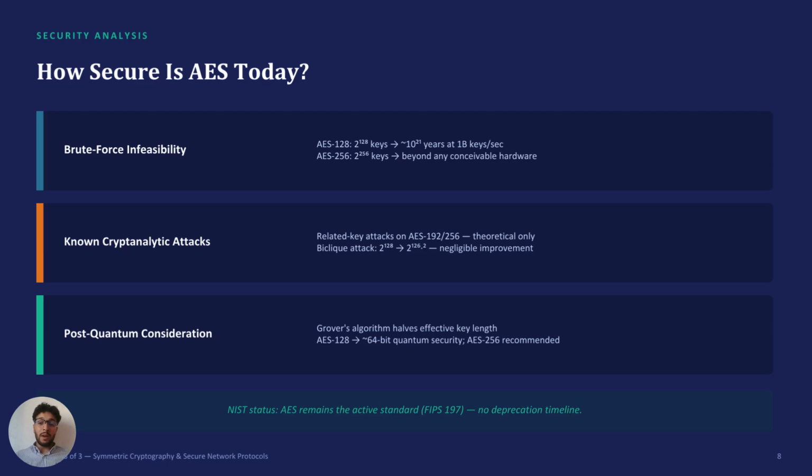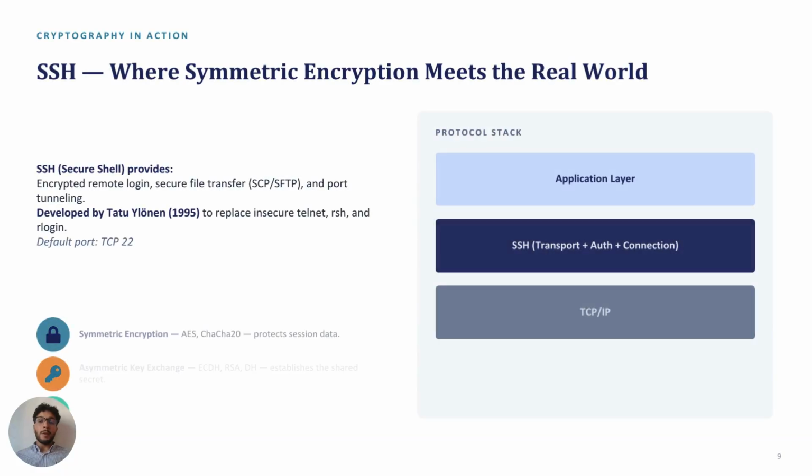There is one caveat for the future. Grover's quantum algorithm would effectively halve the AES key length. AES-128 could provide about 64 bits of security against a quantum computer. This is why high security applications and NIST post-quantum guidance recommend AES-256.